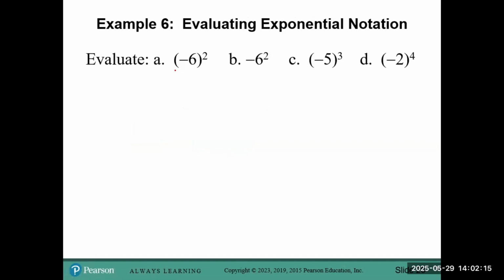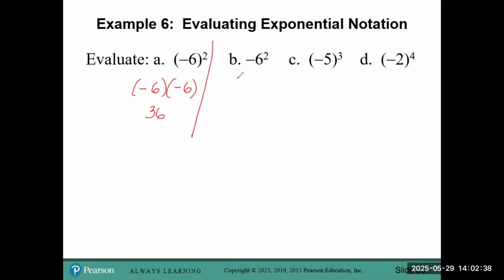Now, when we throw some signs in there, here's where we have to be careful. For this problem, this is telling me to take negative 6 and multiply it by itself 2 times. And remember, a negative times a negative is a positive, and 6 times 6 is 36. So the answer to this one is 36.